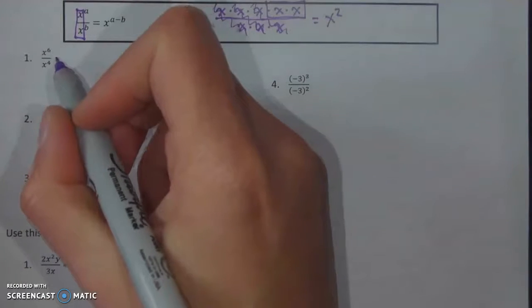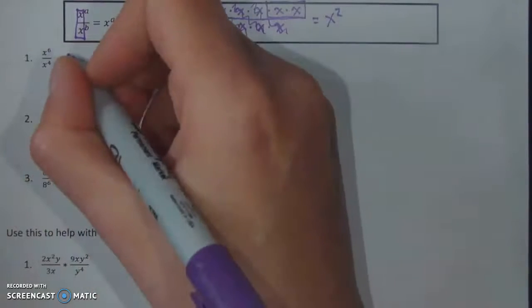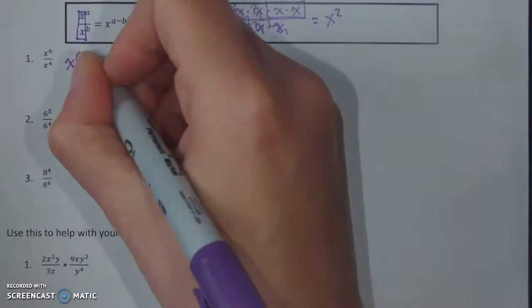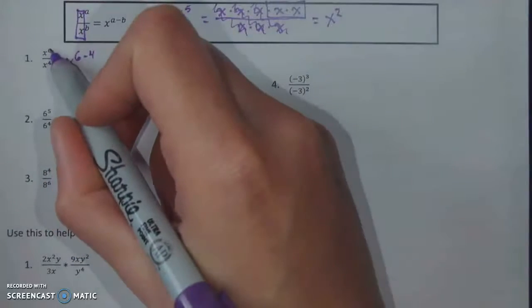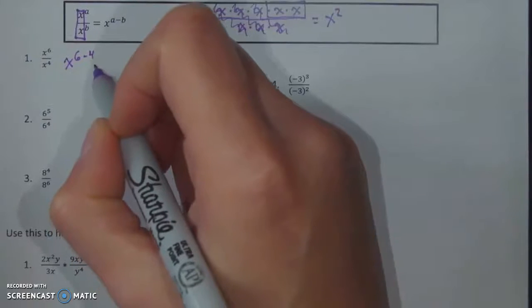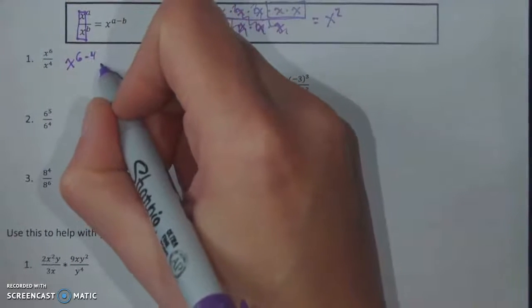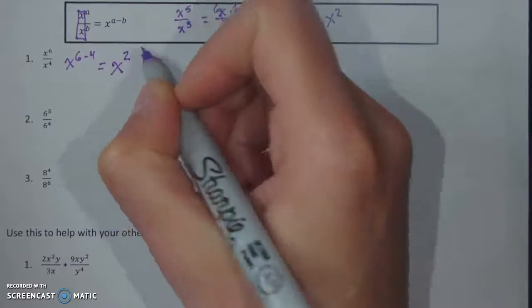So let's just start with x to the 6th over x to the 4th. That's going to give us x to the 6 minus 4, and I know I can do this because I have no addition or subtraction, and I have exponents with 6 and 4 in the powers there. And x to the 6 minus 4 is x to the 2nd.